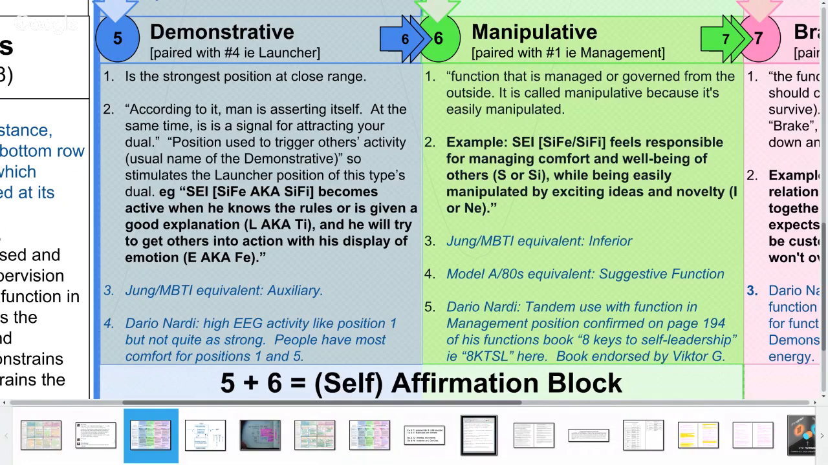At the same time, right, okay. Triggers the activity of the dual. Okay, for SIFX, for ISFJ, for logistical accommodator, becomes active when he knows the rules or is given a good explanation, and he will try to get others into action with his display of emotion. Right, because ISFJ, MBTI code, folks, deal with it. ISFJ has tertiary TI.